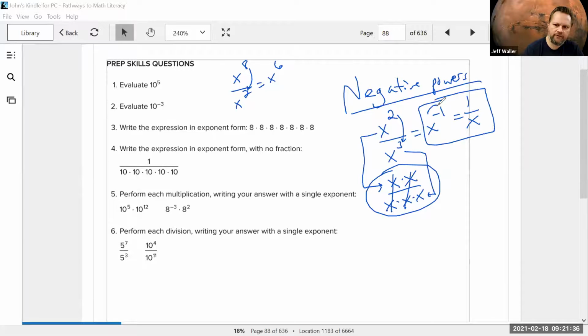So what does a negative power mean? It means flip. Like we said earlier, negative should mean I'm losing something. How do I lose something multiplicatively? I divide it. So a negative power means division.